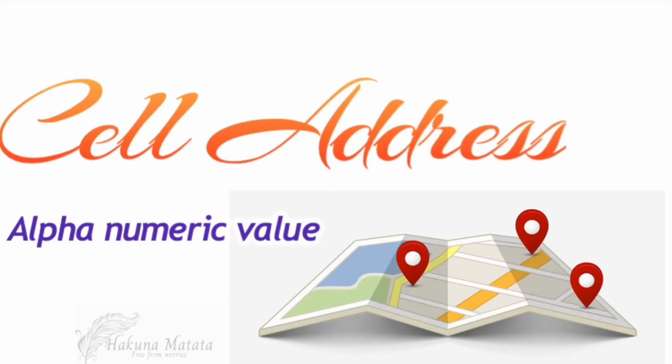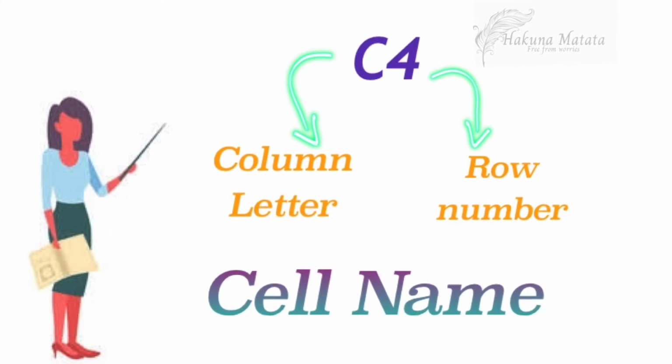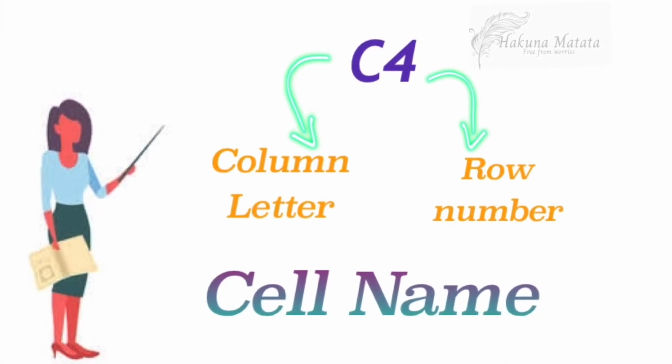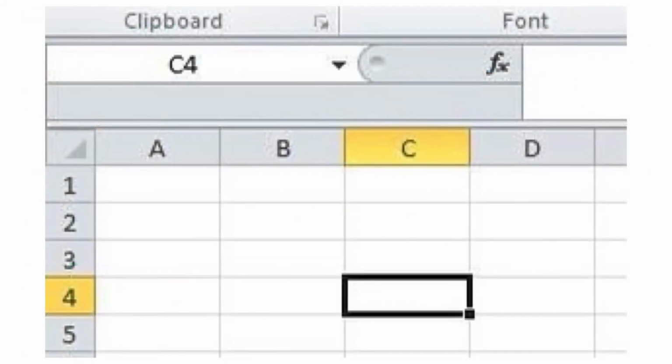Now, what is a cell address? A cell address is the location of the cell in a particular row and column. So, the cell address will have a column letter and a row number. When we click a cell, its cell address is seen in the name box, which is above the column headings. The cell address of this particular cell displayed on the screen is C4, because it belongs to the fourth row in column C.